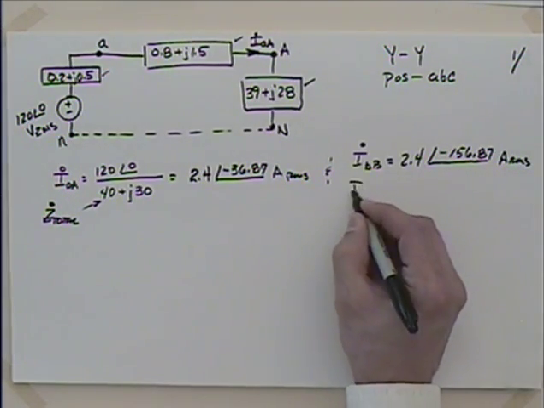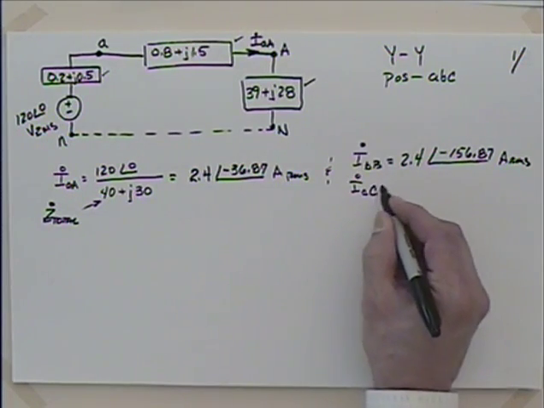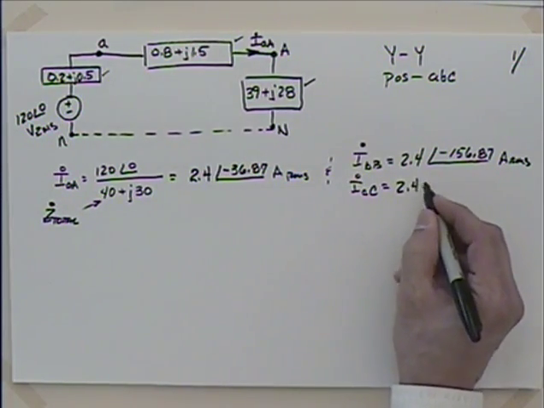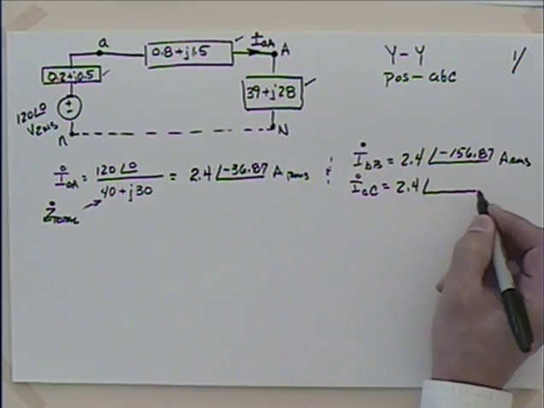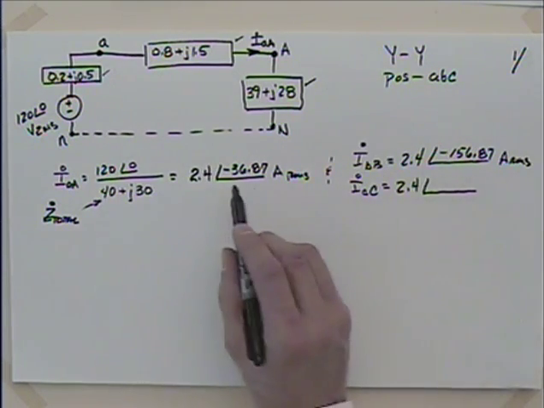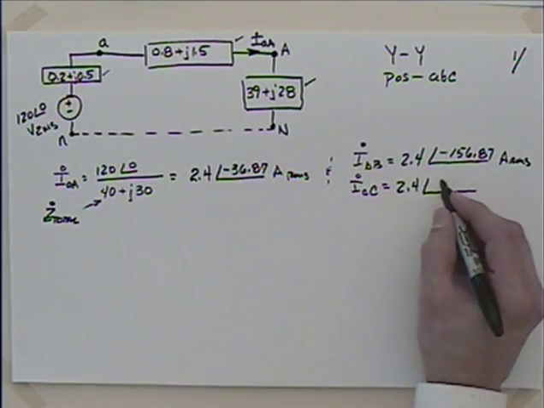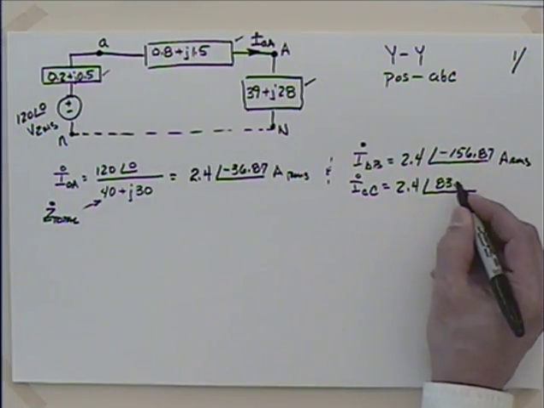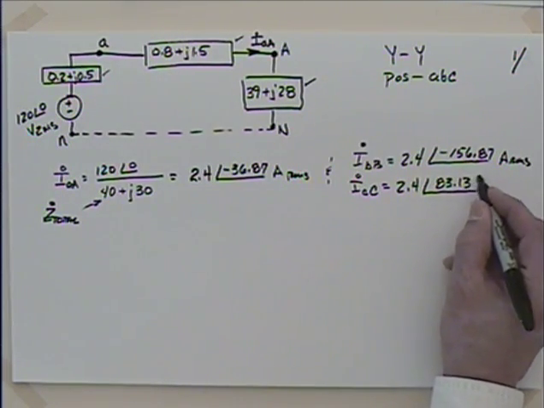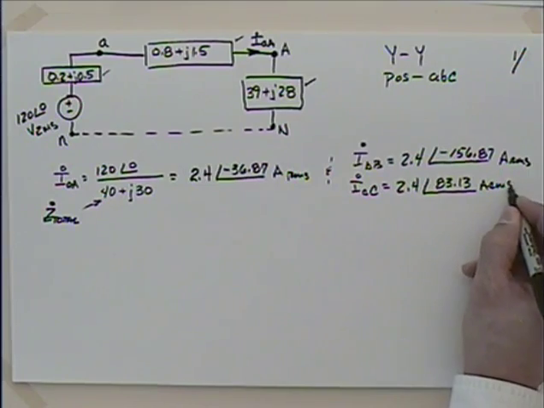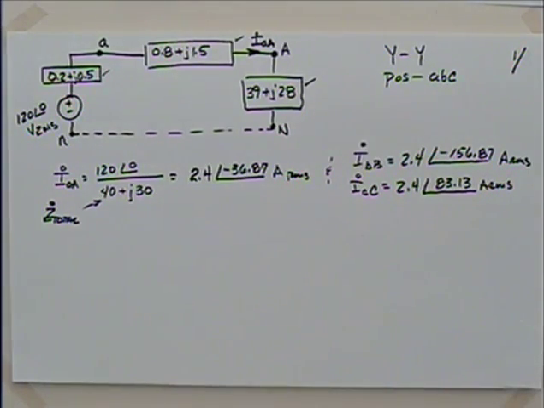And likewise for I little c, big C, I've got the same magnitude, 2.4, because it's balanced, and then I'm going to add 120. I add 120 to minus 36.87, and come up with 83.13 amps RMS. And I'll do this probably a couple more times going through the B and C phases, and then I'm figuring that you can take this information and add and subtract 120 in the appropriate place and I won't keep beating that.